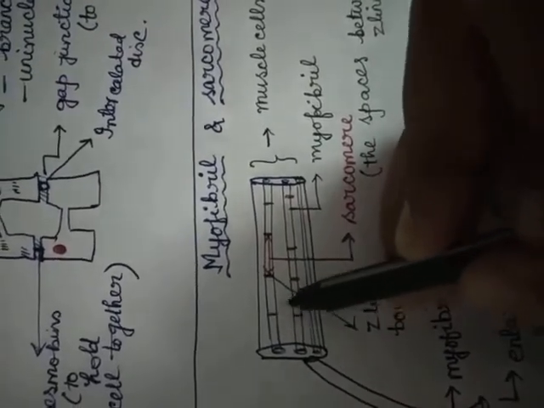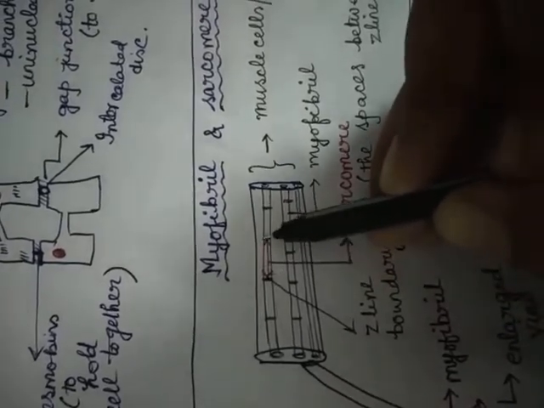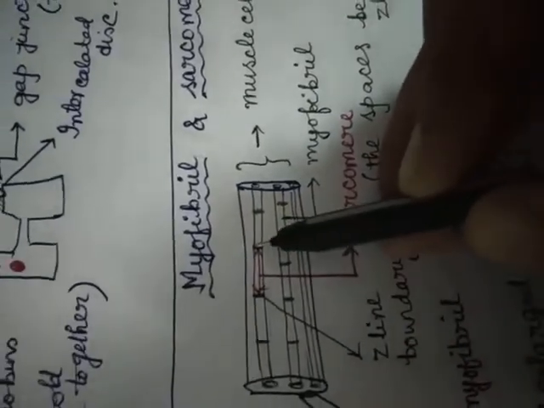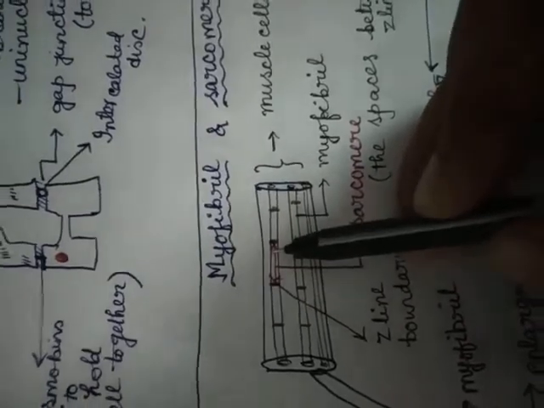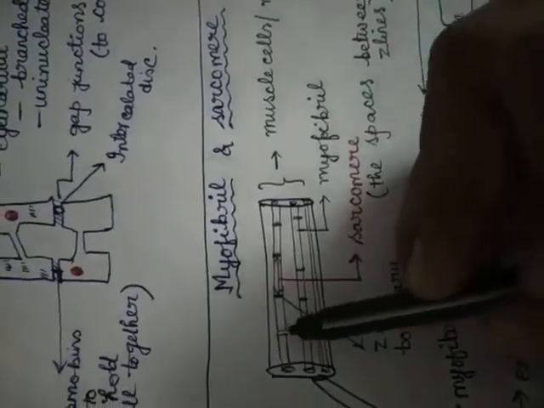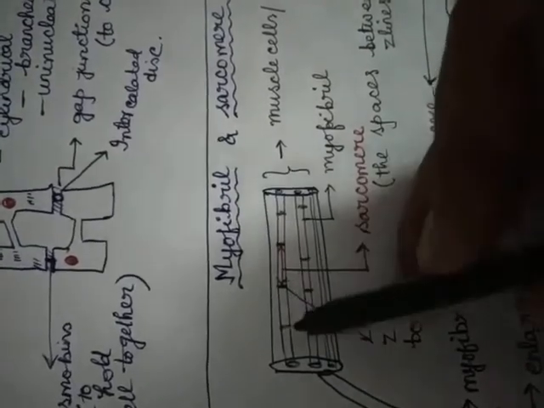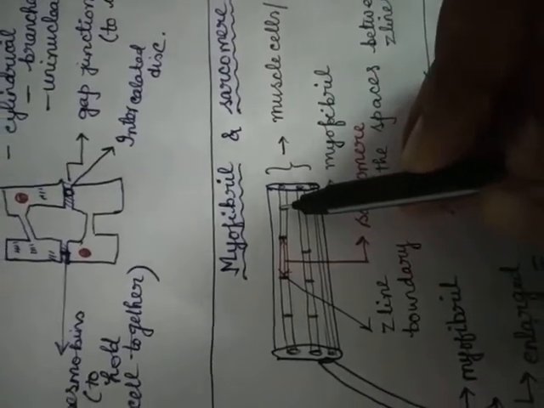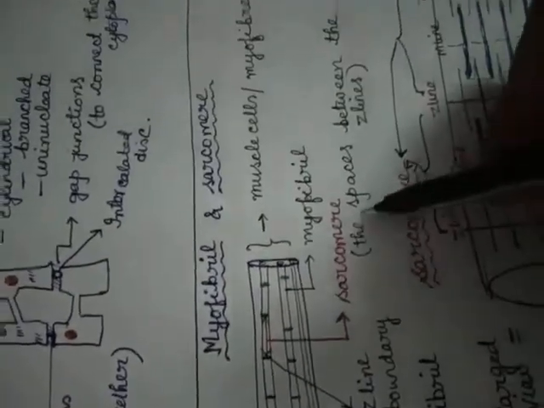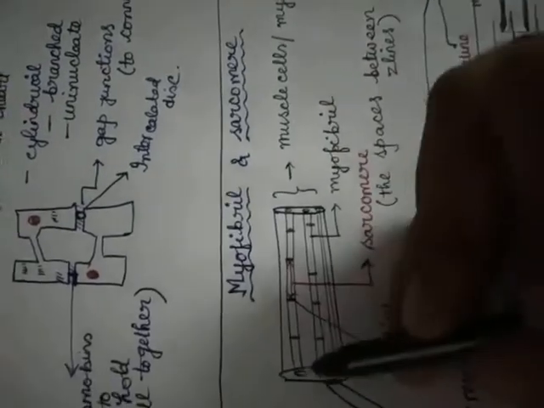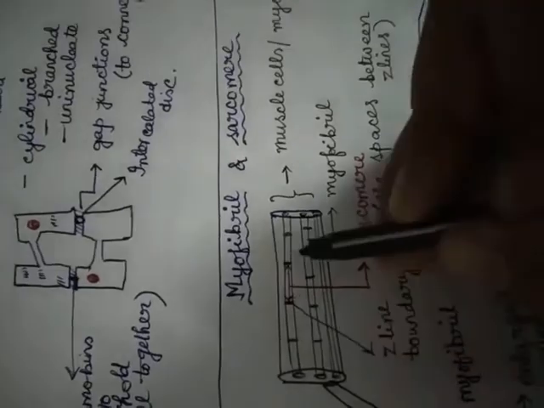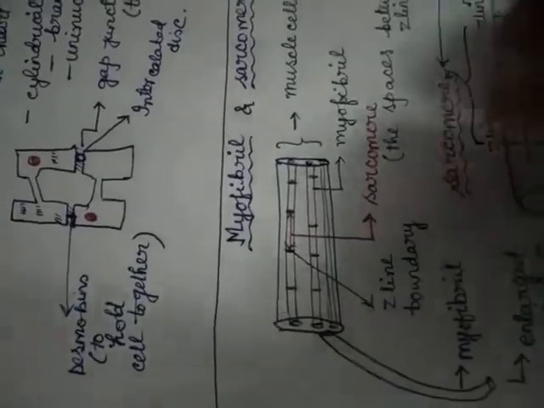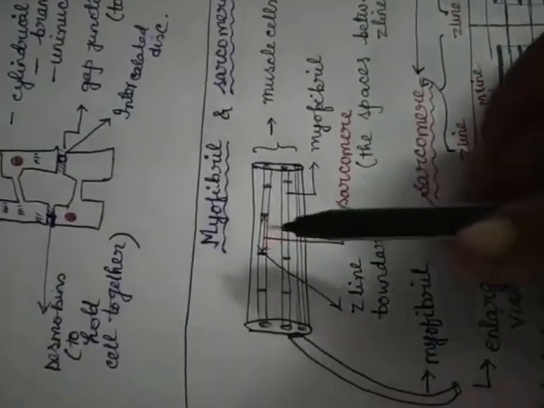This is one compartment, this is another compartment, and another, and these compartments are divided by these margins which I have shown in red color. Each compartment is called a sarcomere, and these margins are called Z line boundaries or Z lines. This is a Z line, this is a Z line, this is another Z line. Within the myofibrils, the space between two Z lines is a sarcomere. This is a portion of sarcomere, and this is a portion of sarcomere. Clear? Now we will discuss the detailed structure of the sarcomere.